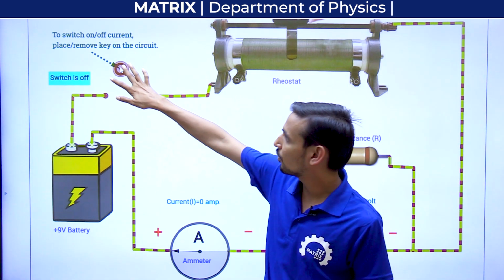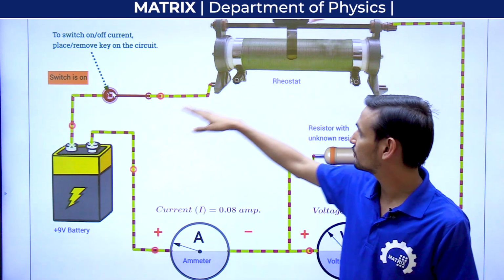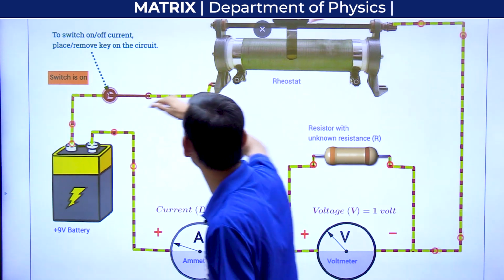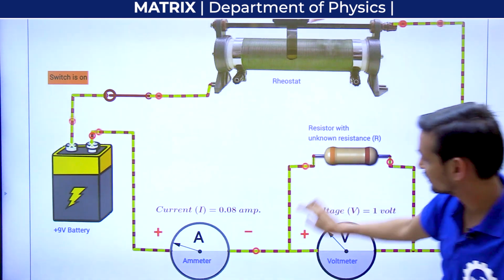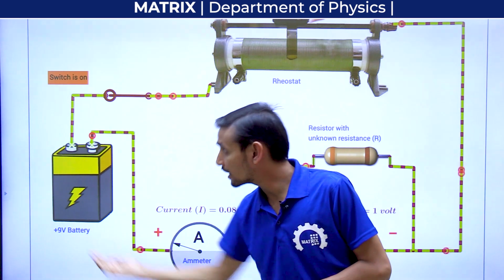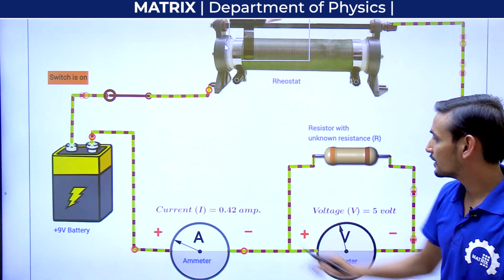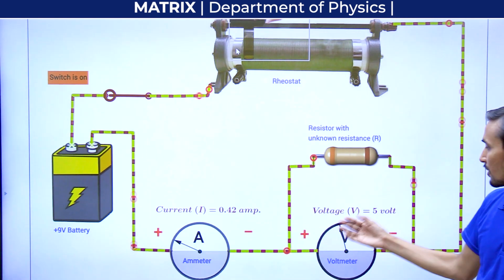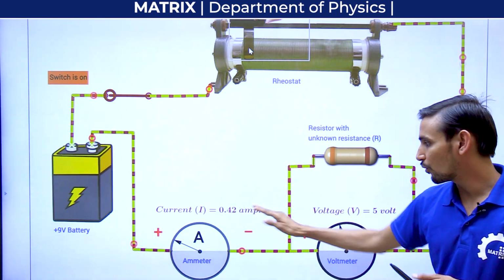Now if I close this switch, you can see that current is flowing from the positive terminal to the rheostat. The current comes into this resistance and goes back to the negative terminal of the battery. I have taken a battery of 9 volt. First, with the rheostat here, you can see the current is 0.42 ampere and the potential across the resistance is 5 volt.